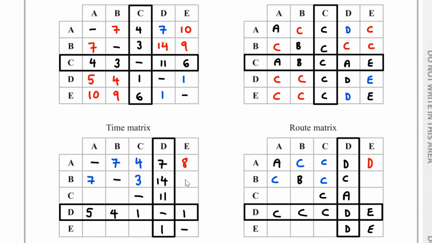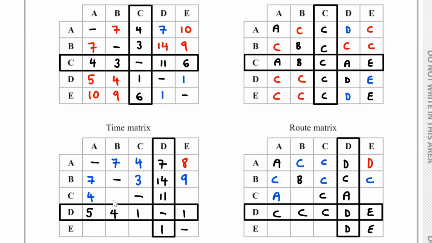We now look at this element. We compare 14 plus 1, which is 15, with the 9. 9 is smaller, so there's no change. And here we have C. For this element, we compare the 5 plus 11, which is 16, with the 4. 4 is smaller, so there's no change. So here we've got 4. And here we have A.